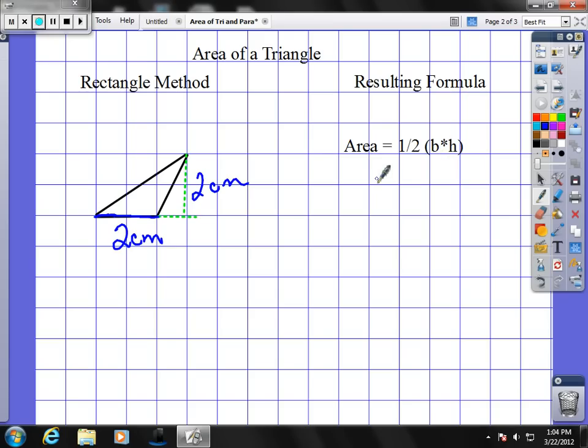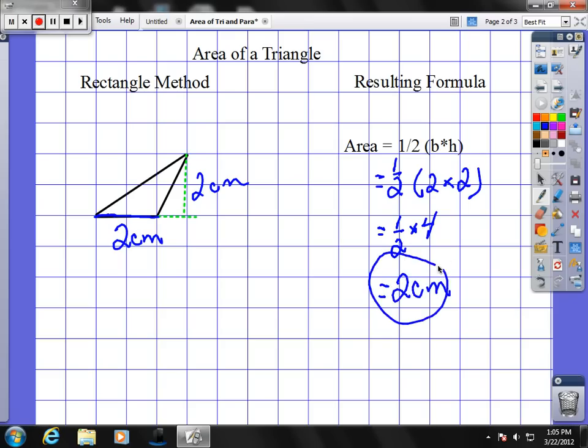So the equation says to calculate the area, all I need to do is take 1/2 the base, which was 2, times the height. Whoops, let me fix that. The base times height. Base is 2, my height is 2. Now, order of operations says I do my parentheses first. 2 times 2 is 4. And 1/2 of 4. Of means times. Remember, when there's no multiplication sign there, it means times. 1/2 of 4 equals 2 centimeters squared. And I believe that is the answer we got for that particular triangle.